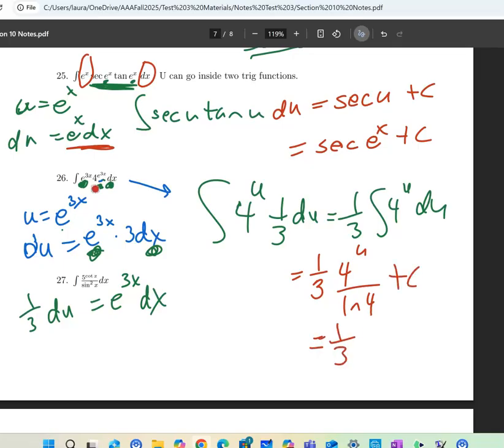And then I put the x's back in. 4 to the u, I meant to put the x's back in. 4 to the e to the 3x over ln of 4 plus c.